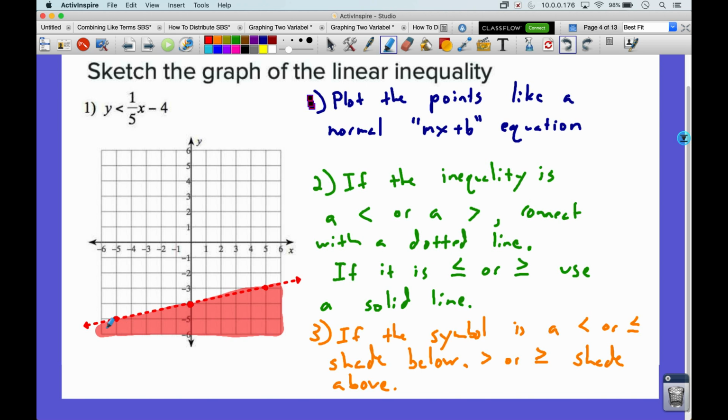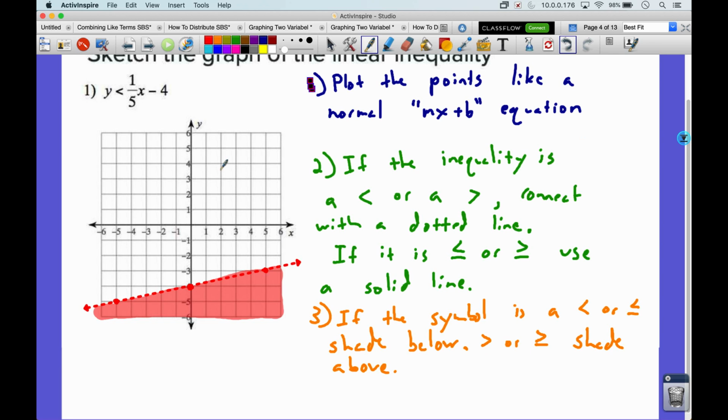Definitely don't do it dark, because when we start doing systems of these, we're going to have to erase parts of them. But for right now, we're done. Now all that's left to do is double check with a point. So I'm going to pick a point that's well within this shaded region and see if it makes this inequality balance.